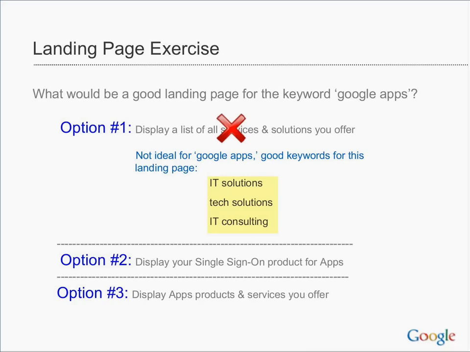For that type of landing page, you're going to want to focus on slightly more general keywords such as IT solutions, tech solutions, and IT consulting. For these types of keywords, the user hasn't indicated what solution it is they're looking for, so it's appropriate to use a landing page that shows the breadth of your offering.